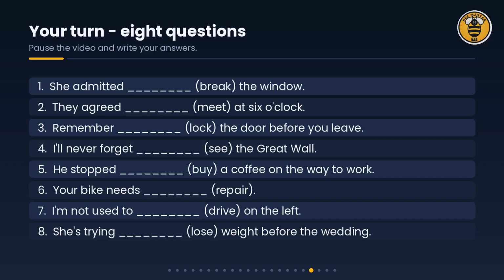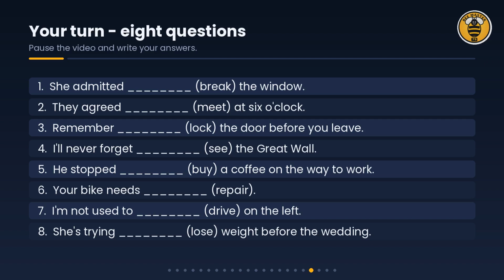Time to test yourself. 8 questions. Pause the video now and write your answers, then continue for the corrections. 1. She admitted blank break the window. 2. They agreed blank meet at 6 o'clock. 3. Remember blank lock the door before you leave. 4. I will never forget blank see the Great Wall. 5. He stopped blank buy a coffee on the way to work.